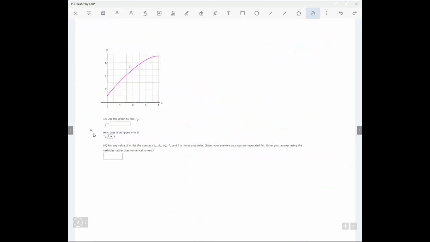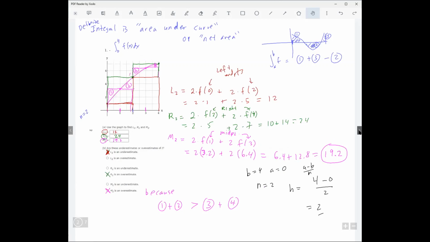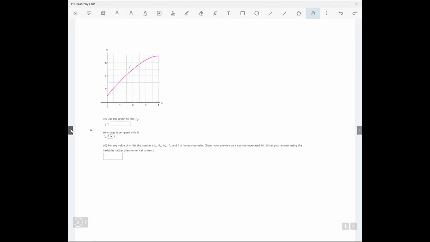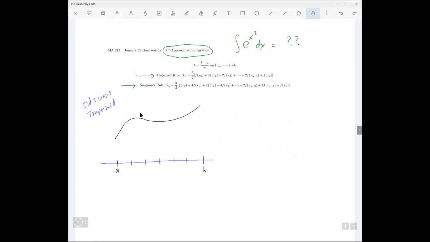So what happens with the trapezoid rule is, let's say A is here and B is there, and I say 1, 2, let's see, 1, 2. This would be n equals 6. And so this distance here, H, would be B minus A over 6, because n is 6.